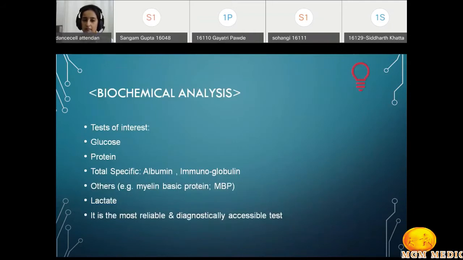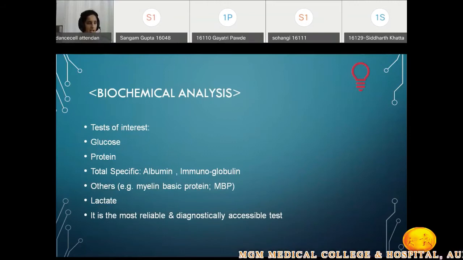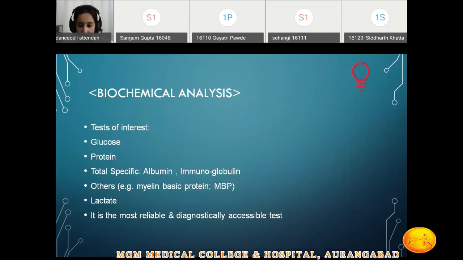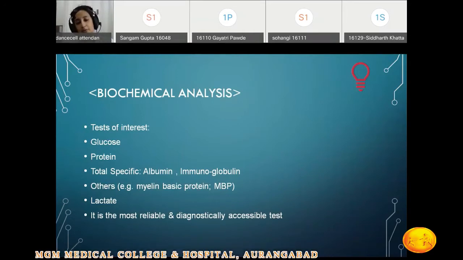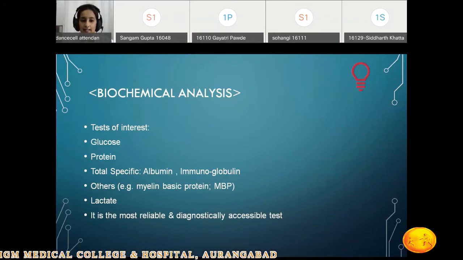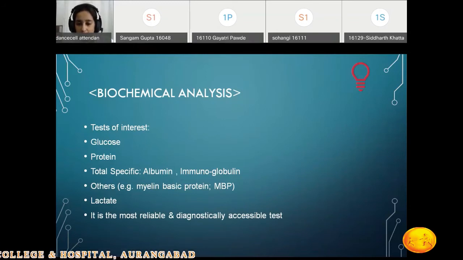So biochemical analysis of CSF is very important, as we discussed in meningitis yesterday. Not only in meningitis, CSF examination is also very important in certain inflammatory diseases, in demyelinating diseases, in malignant diseases, in primary and secondary malignancies. So what are the main tests we carry out in CSF? Glucose, proteins, albumin, immunoglobulins, lactate, and cells, of course. It is the most reliable diagnostic accessible test because it gives you a direct idea of what is happening inside the brain.